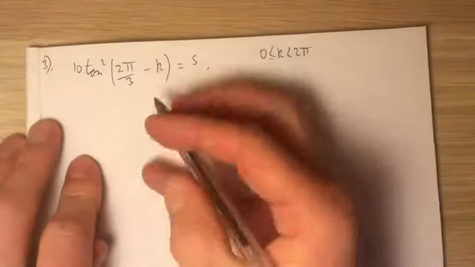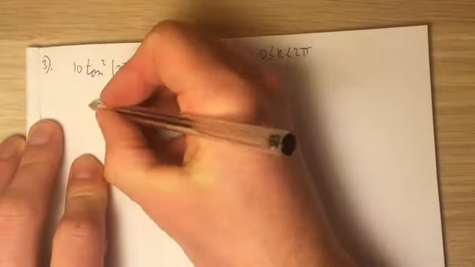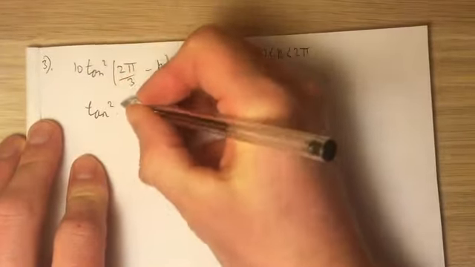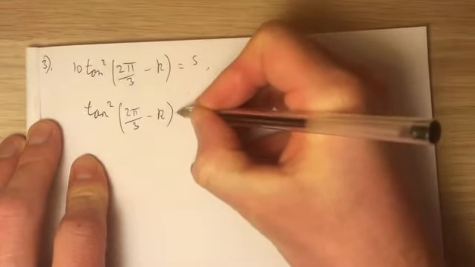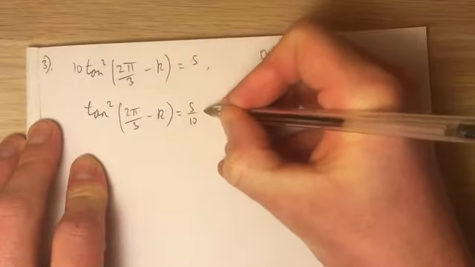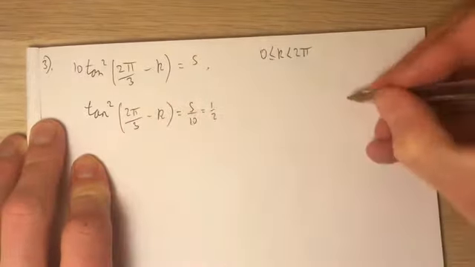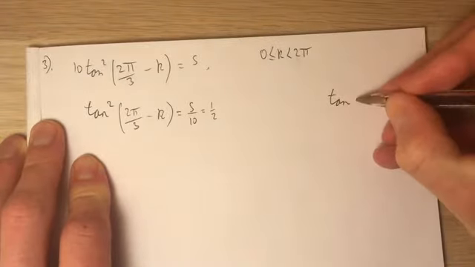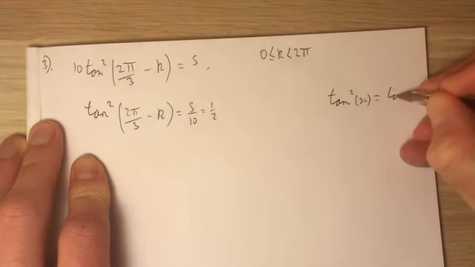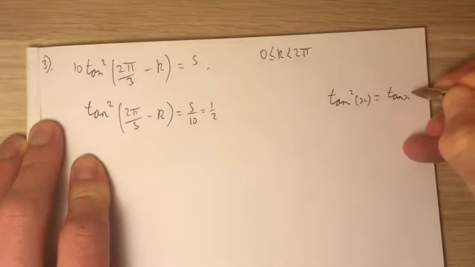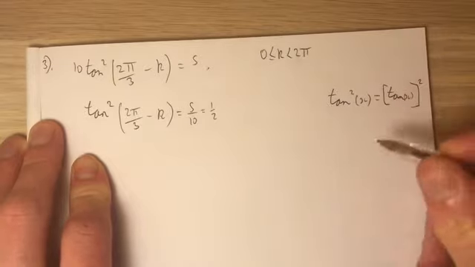How am I going to solve that? I want to get to k. I want to have tan on its own. So let's divide by 10 first, shall we? Tan squared of 2 pi over 3 minus k is going to be 5 over 10, in other words, a half. Now, tan squared, what does that mean? It's a notation. It just means tan squared of x is an easy, quick way of writing tan x all squared.